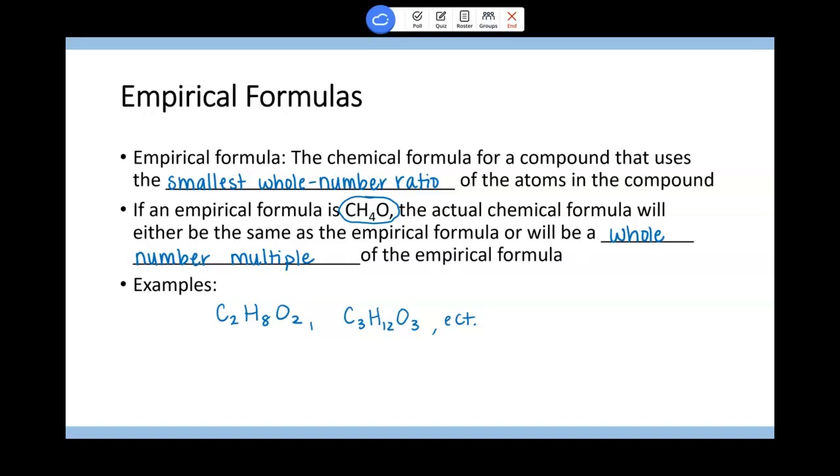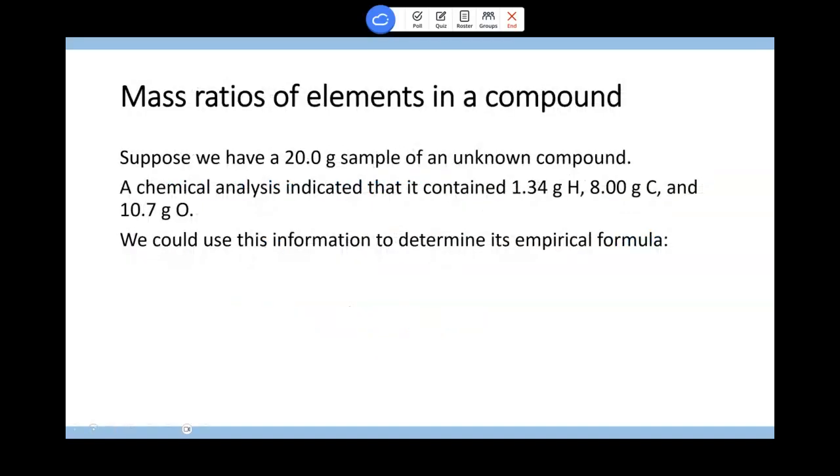Okay, now let's use the information about mass that's present to determine an empirical formula. If we have, let's say, a 20-gram sample of an unknown compound, and a chemical analysis indicated that it has 1.34 grams of hydrogen, 8 grams of carbon, and 10.7 grams of oxygen.